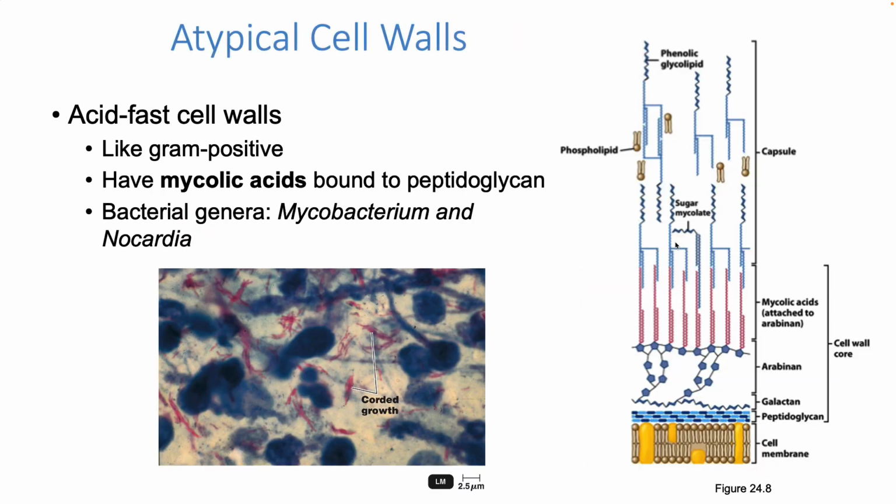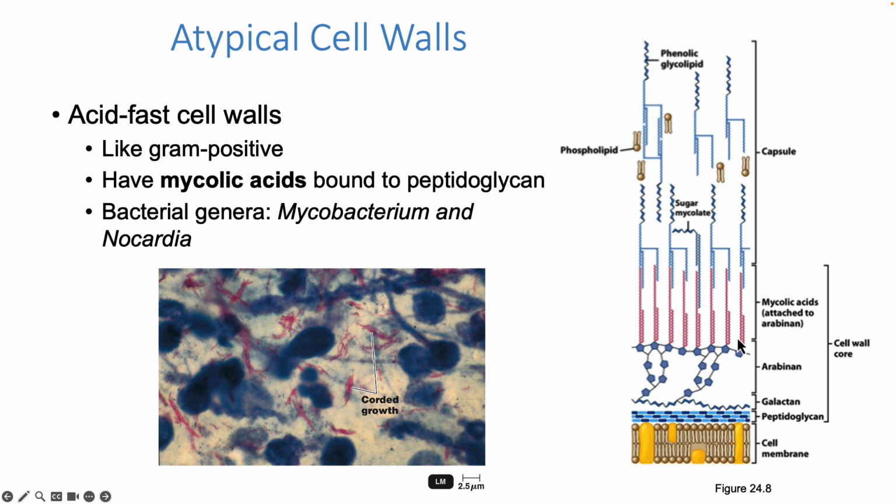There are also atypical cell walls, and we've talked a little bit about those when we talked about mycolic acids and doing an acid-fast stain. They're organized like a gram-positive in that they have a single membrane and a thick-ish layer of peptidoglycan. But then they have these waxy compounds called mycolic acids that are attached to various carbohydrates and then attached out there along the peptidoglycan.